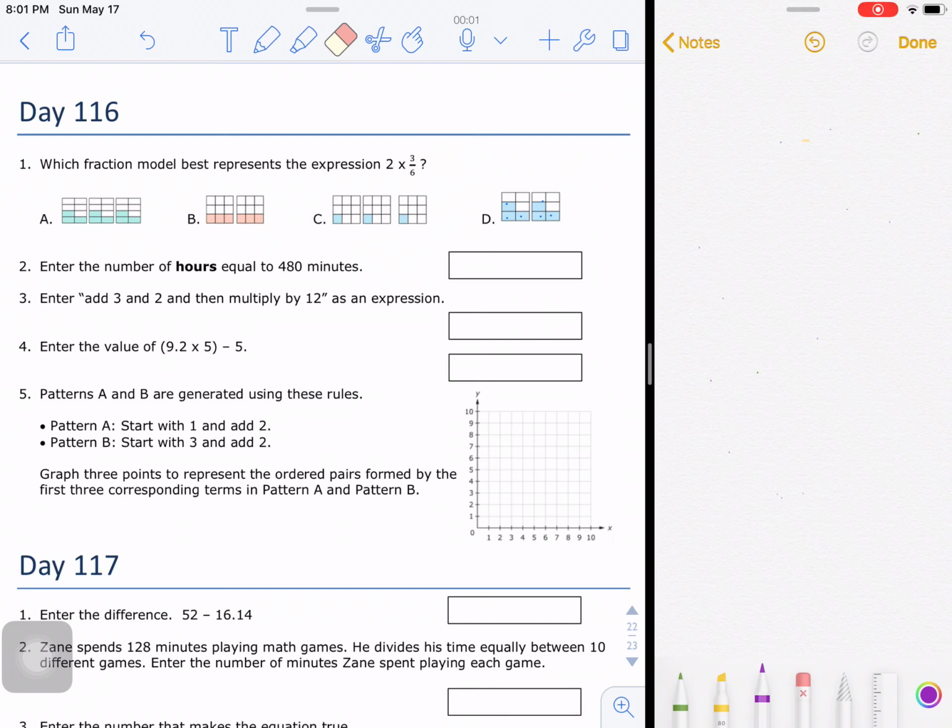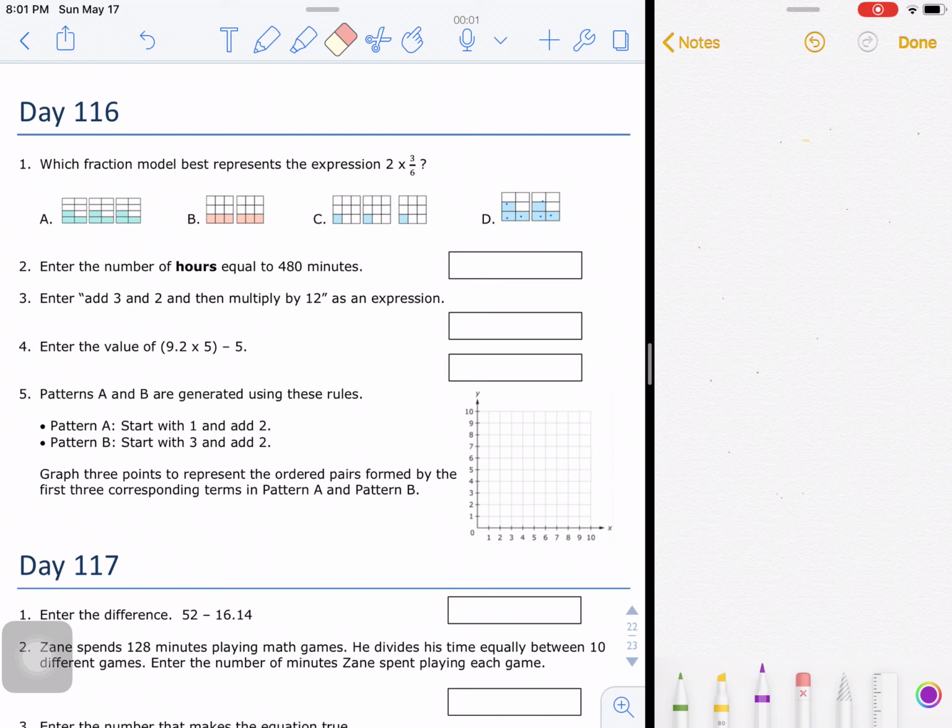Today we're going to take a look at entry task day 116. Problem number 1. Which fraction model best represents the expression 2 times 3/6? I like to think of 2 times 3/6 as 2 copies of 3/6.